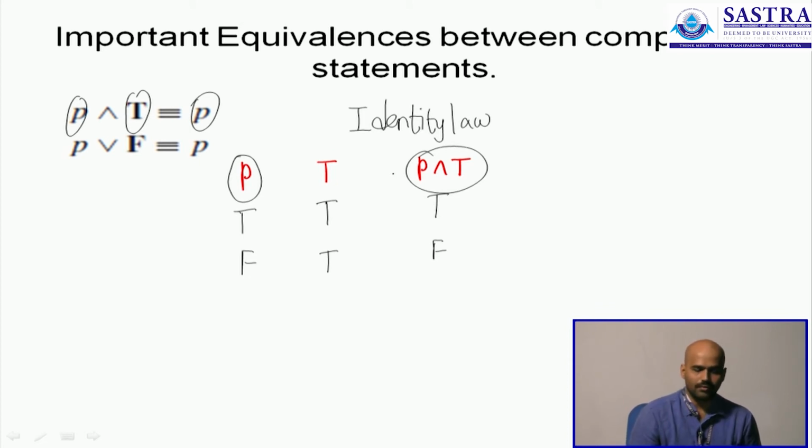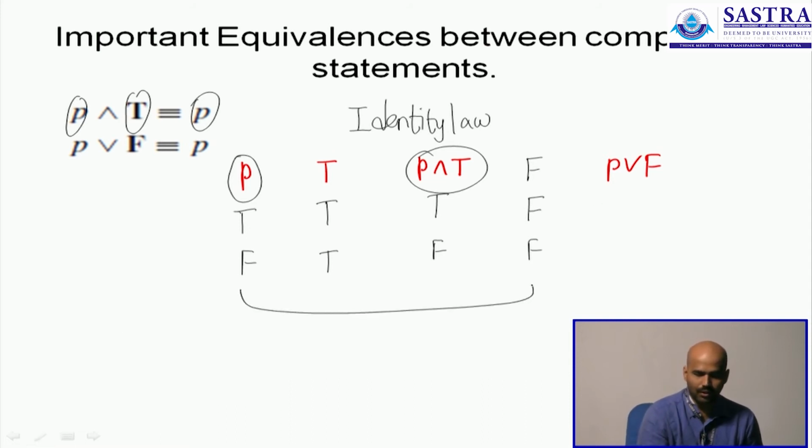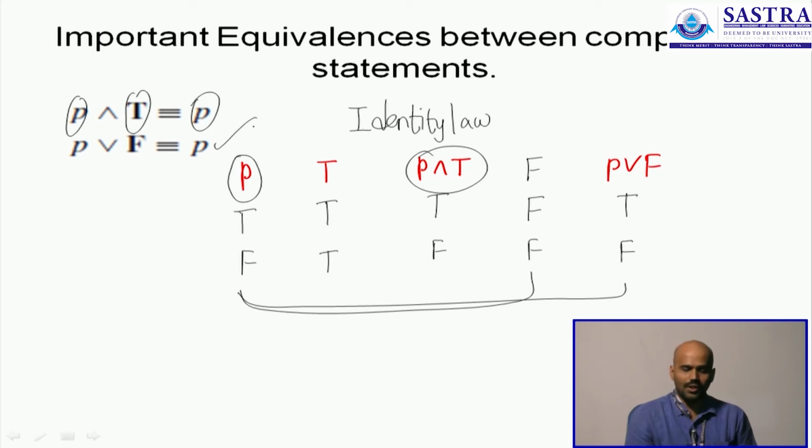Similarly, if you consider F a statement that is always false and you do a disjunction of any given statement with the completely false statement, you are comparing columns 1 and 4, you will see that they match. Columns 1 and 5 match, and hence they are equivalent. This is what you call the identity law. There are 8 or 9 laws like these. We will have a look at them one by one. I will not prove all of them, but this is how you can prove them by yourselves.